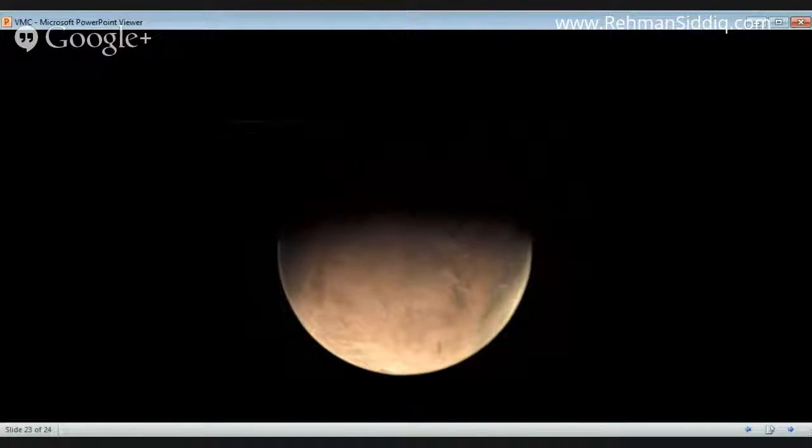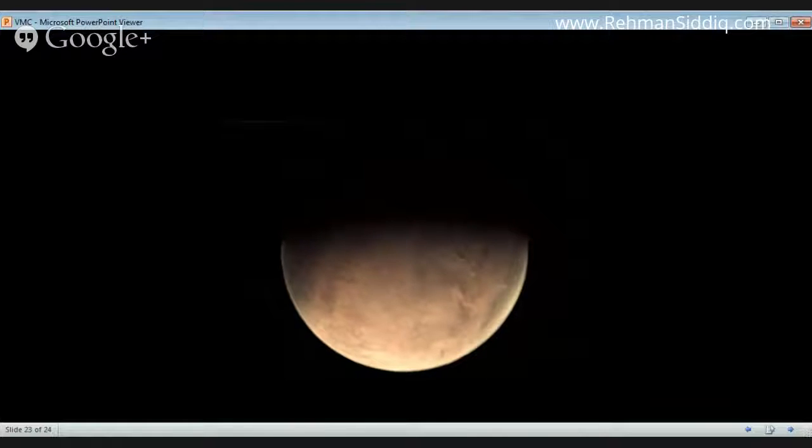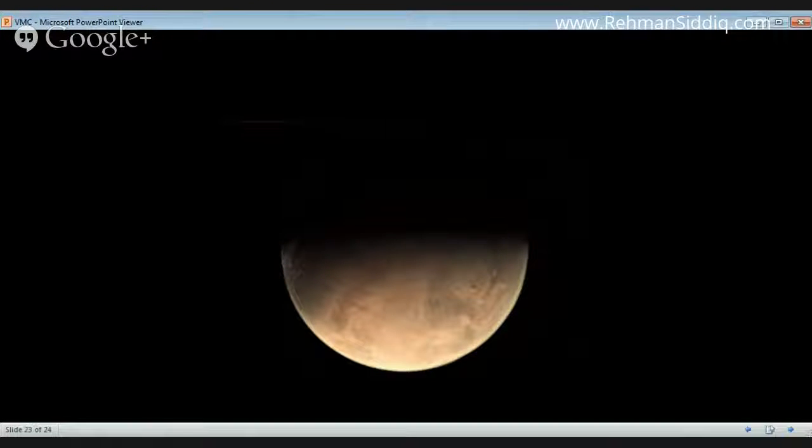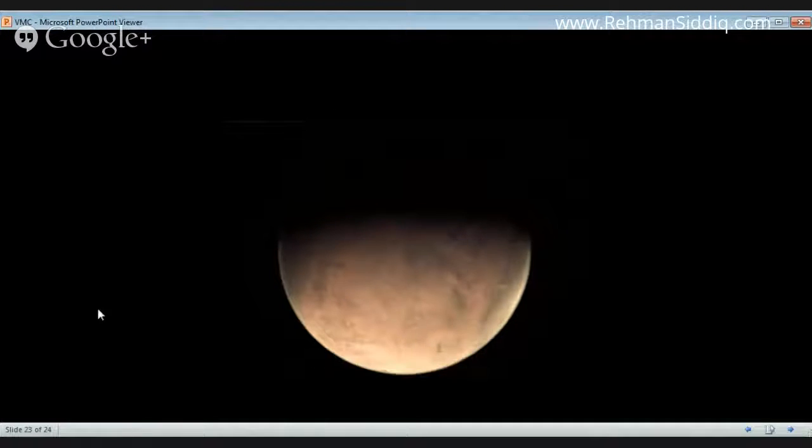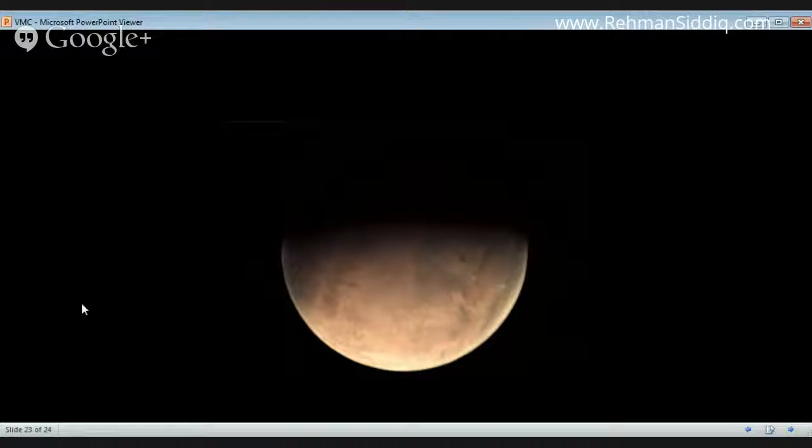Time-wise, this was 7 hours, so it's obviously heavily compressed. And that was Phobos that just zipped past, right at the very end there. If we replay that, you'll see Phobos coming from top to bottom as a little black dot. Yeah, it's quite nice.